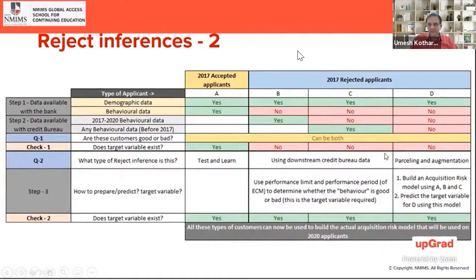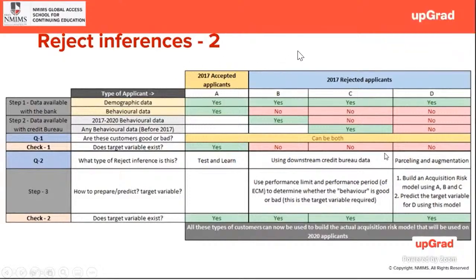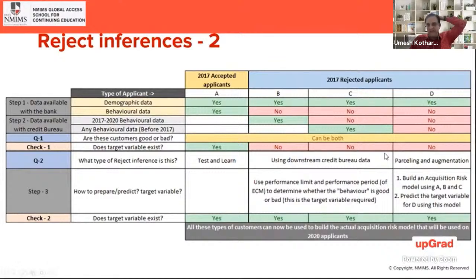Okay, good. Professor, just a query. When you say downstream credit bureau data, it is like the CIBIL score and other aspects, right? From the agencies. From the external agencies, correct.